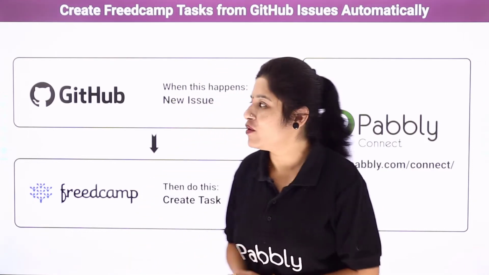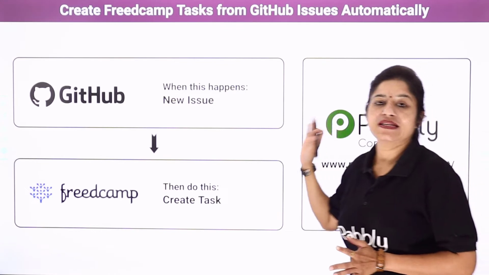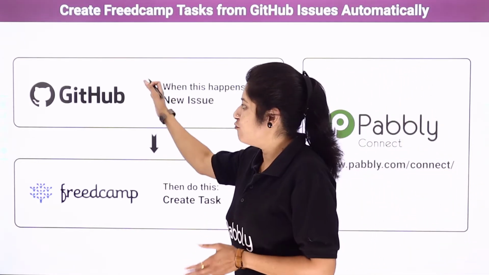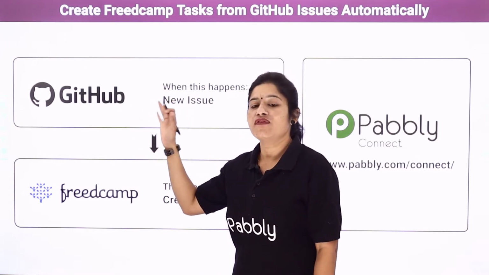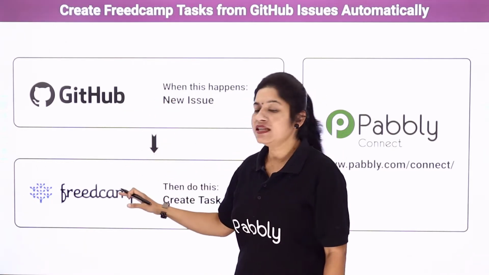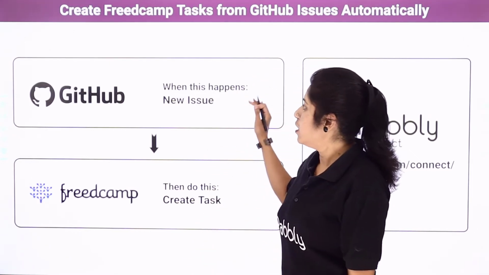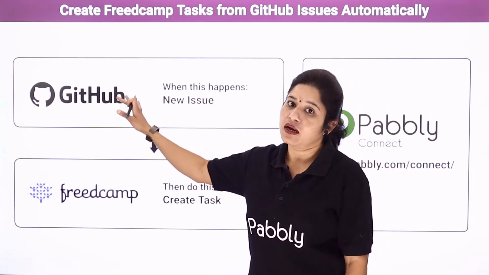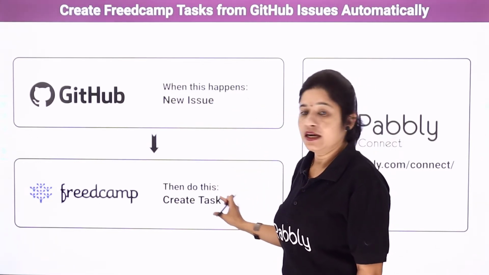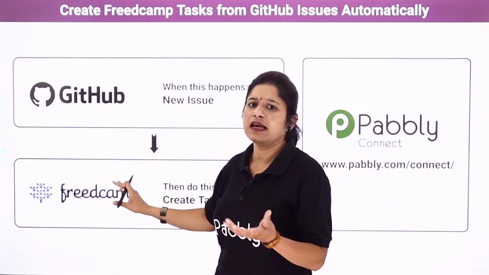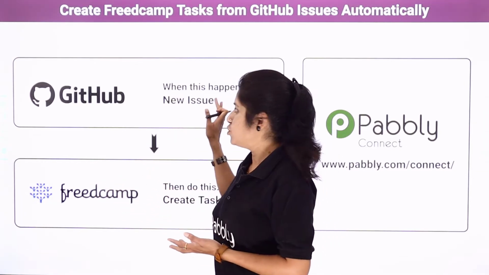In this video we are going to learn how you can create Freedcamp tasks from GitHub issues automatically. So first let us understand what these software applications are all about. GitHub is an online software development platform and Freedcamp is a project management software. So the idea here is that whenever a new issue is created in your GitHub account, using the details of the issue, a new task could get created in your Freedcamp account, because your technical and your support team is using Freedcamp and they can stay responsive to the issues.